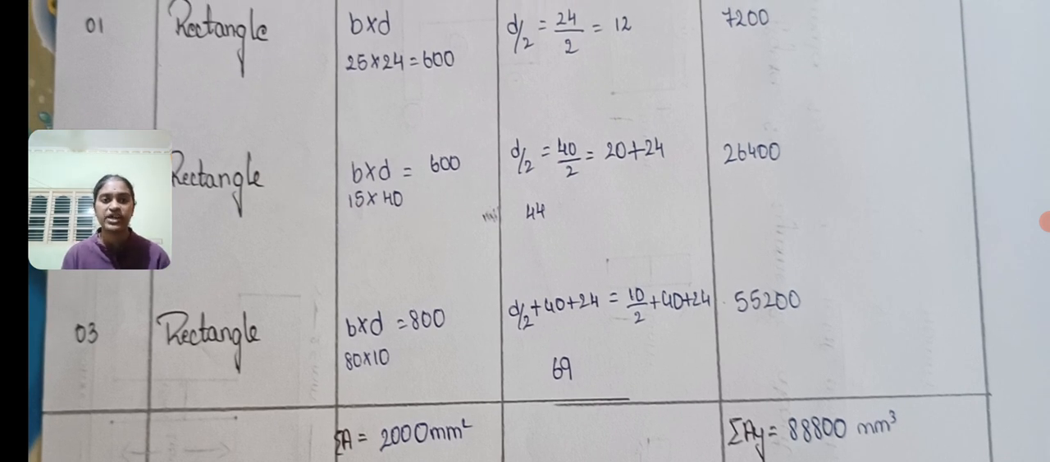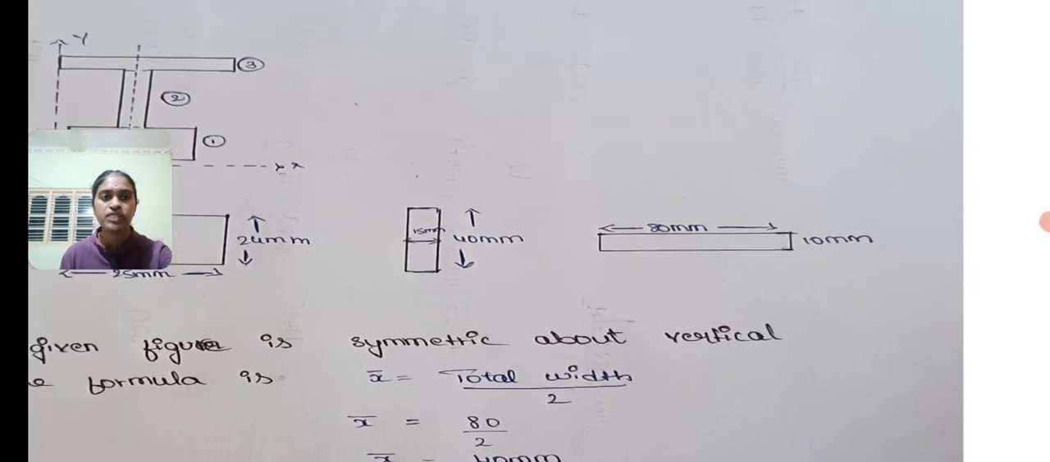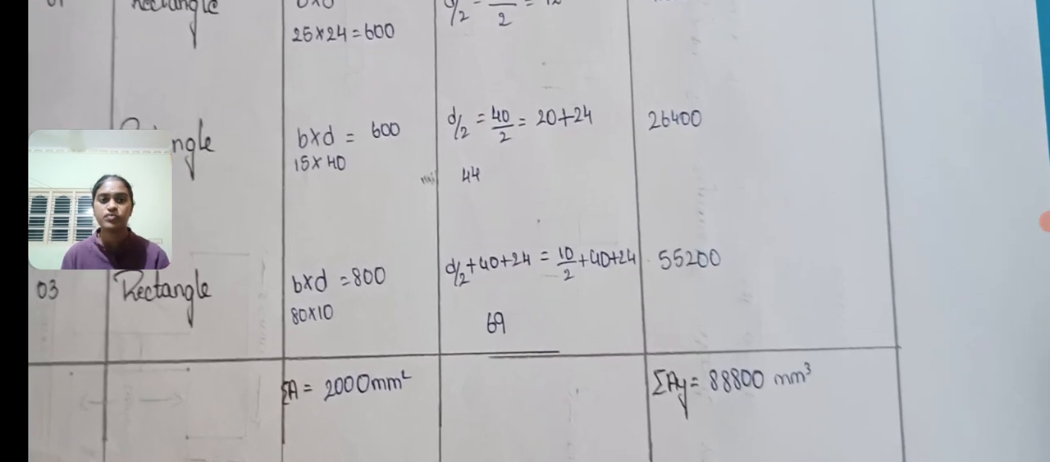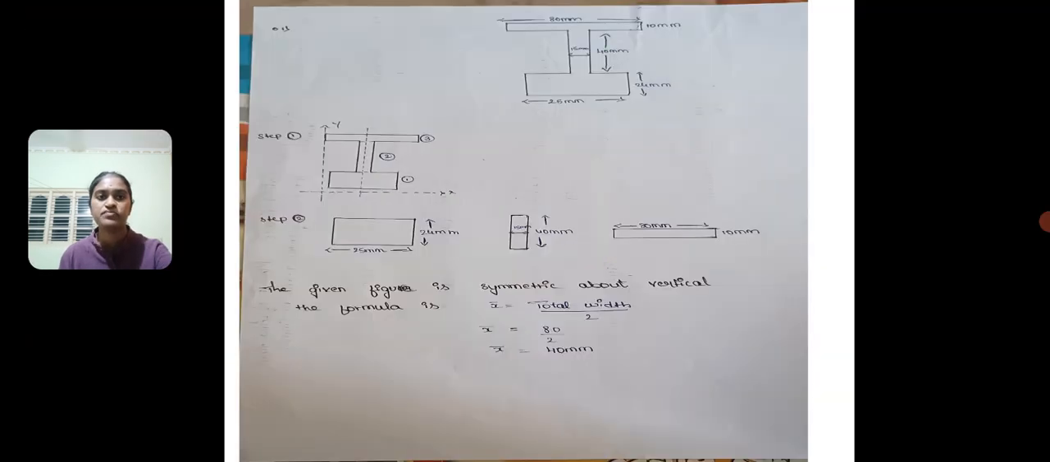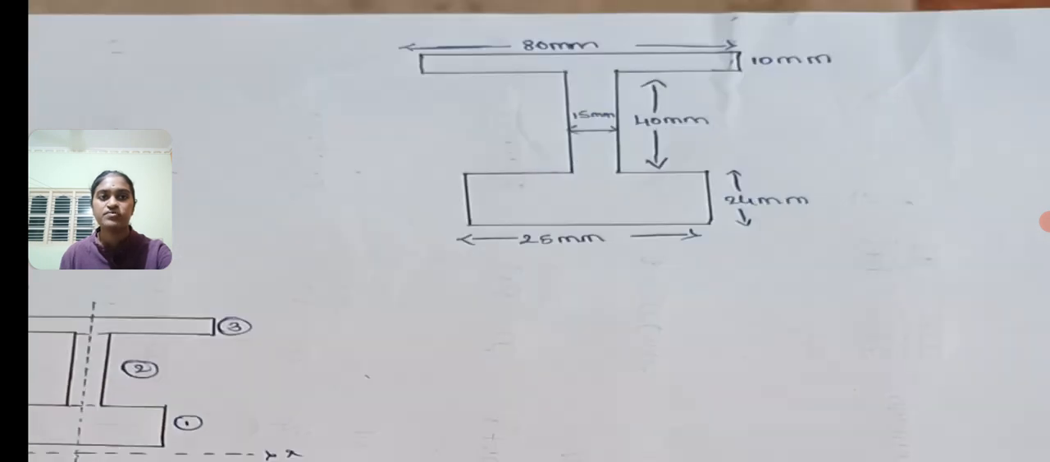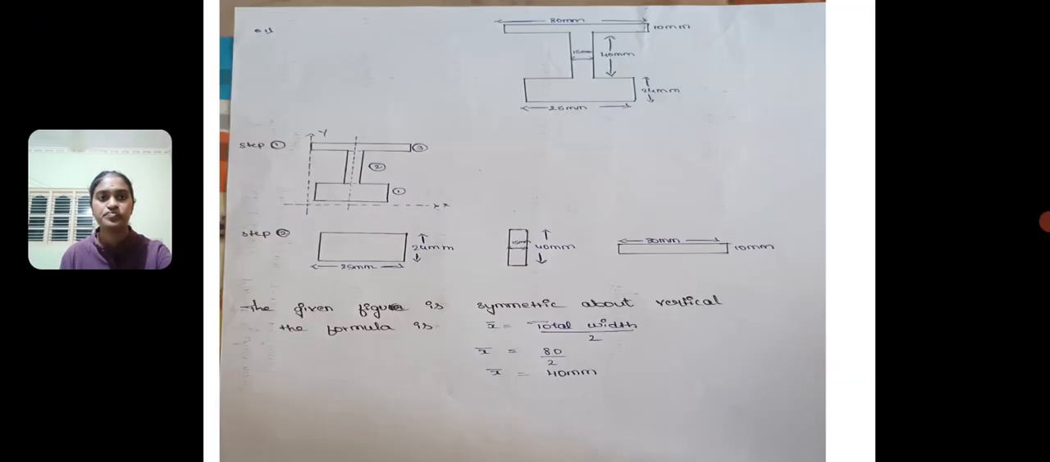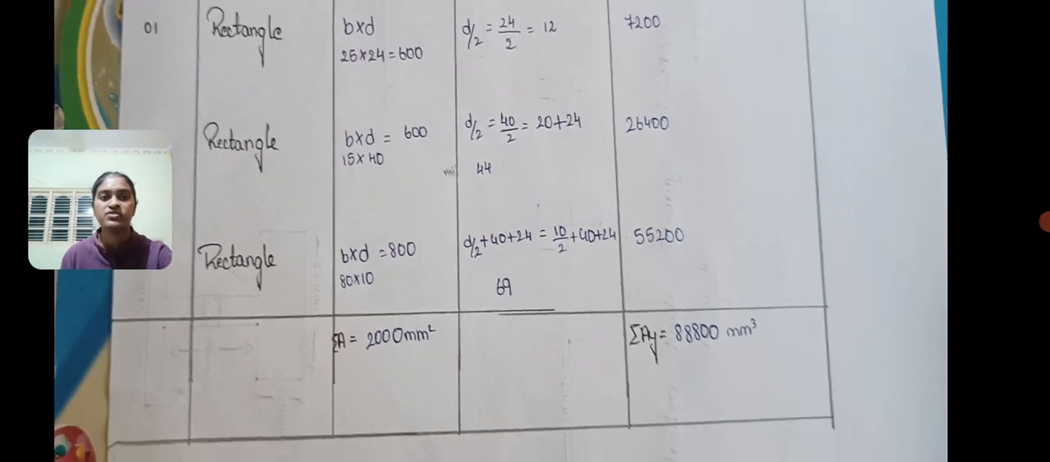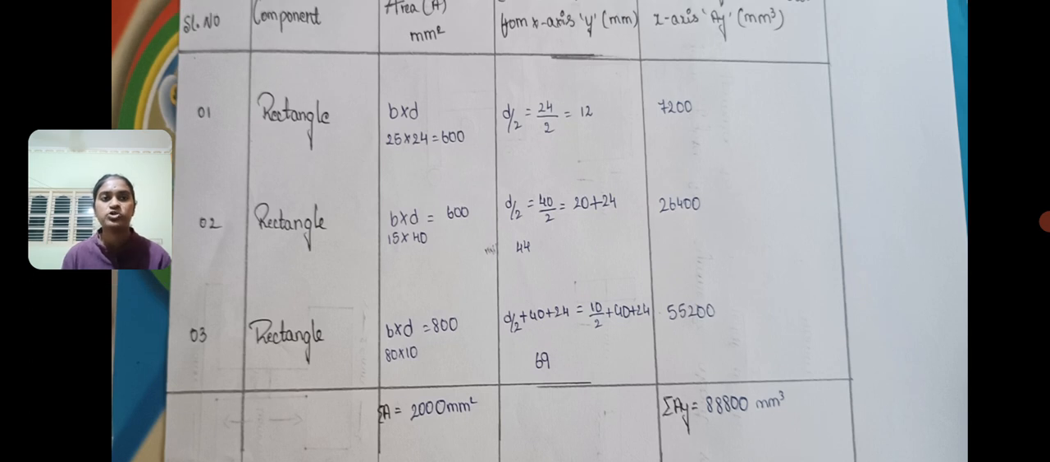The third one is also a rectangle. Similarly, the formula b into d applies here also, where 80 into 10 mm, you can see here, and d by 2 plus 40 plus 24. In the main figure you can see plus 40 and plus 24, and here the value becomes 69, and we also find a into y, which is 55200.